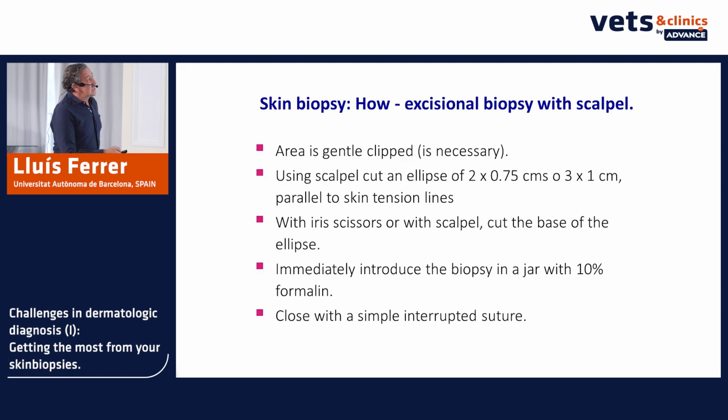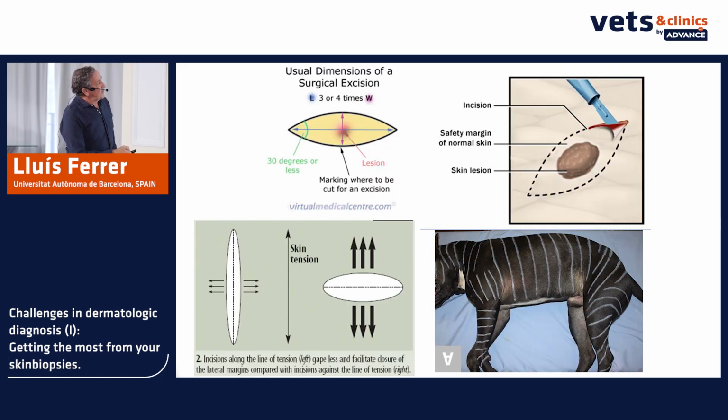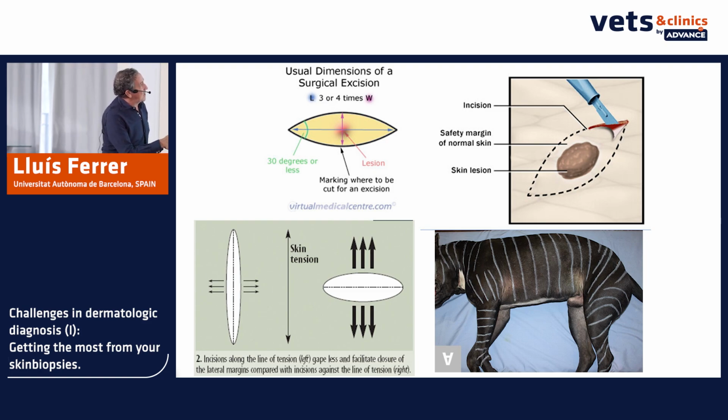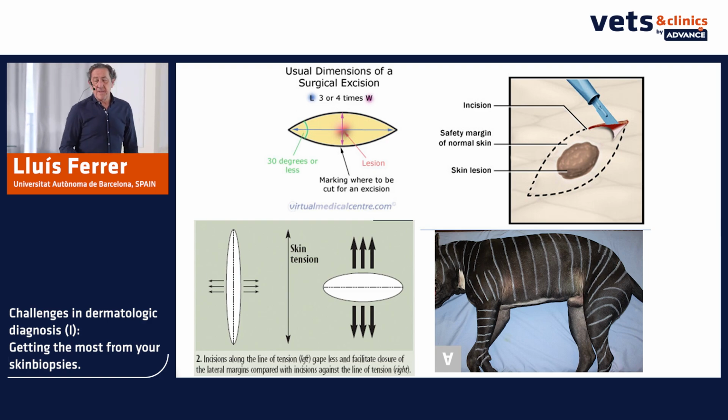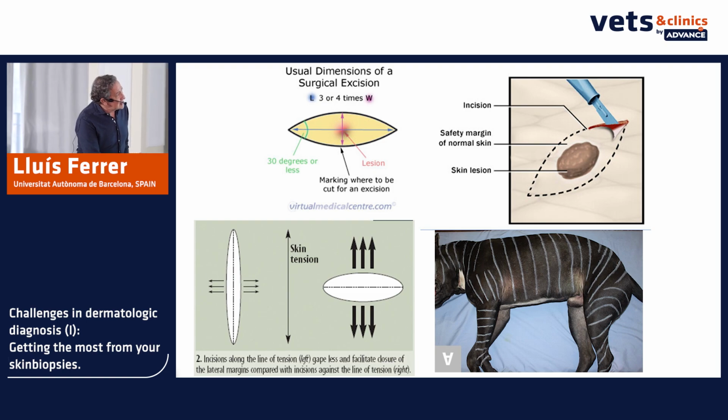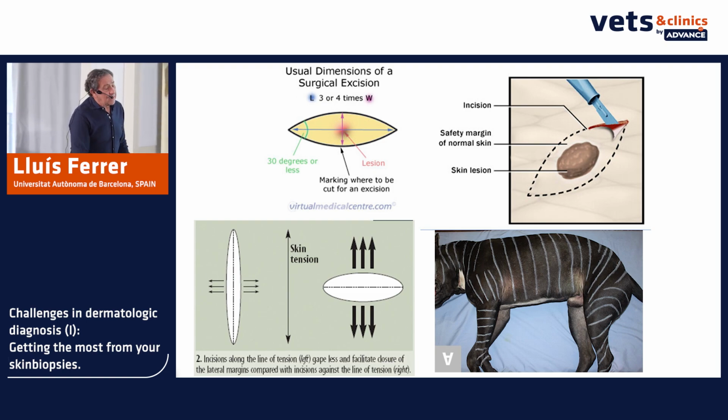The biopsy with scalpel is almost the same, but instead of a round biopsy, usually it is an ellipse. An ellipse like this one needs to be 3 times longer than wide. So this has to be 3 times, usually 3 centimeters, and this is 1 centimeter. So you can include the lesion completely.